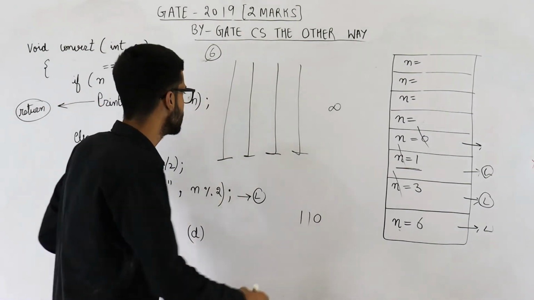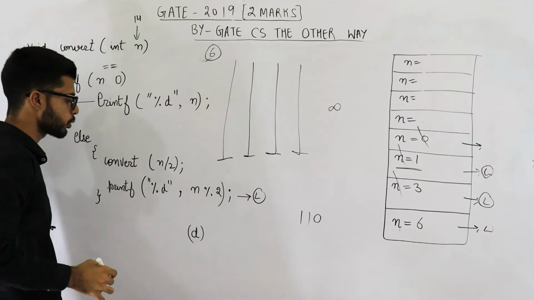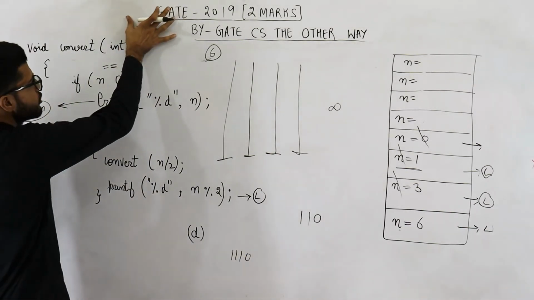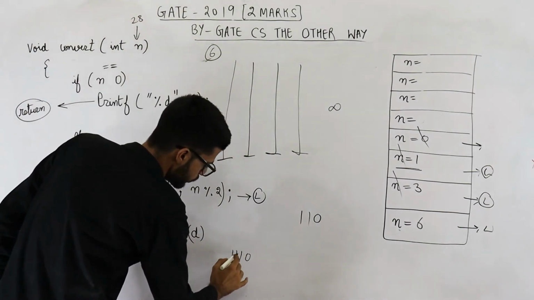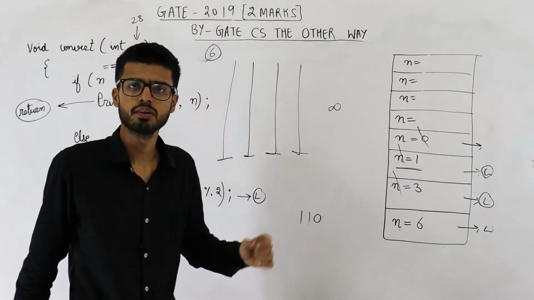If n is 14, then this program is going to print 1110. If n is 28, then this program will print 11100. Okay. So now I'll just show you the laptop screen.